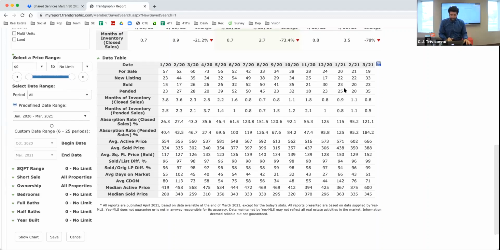Okay, again, in Solon, 33 new listings in March, sold 23. So again, more are selling and pending, so the market's definitely still active. We saw that in months of inventory. Let's see what else is there.